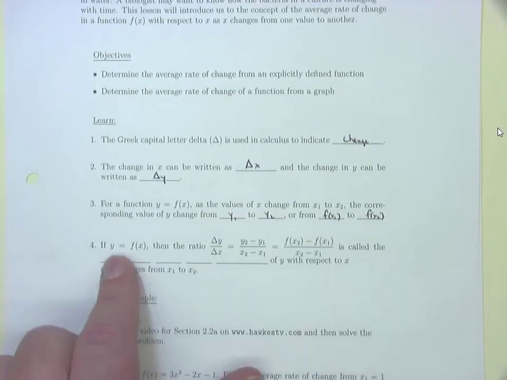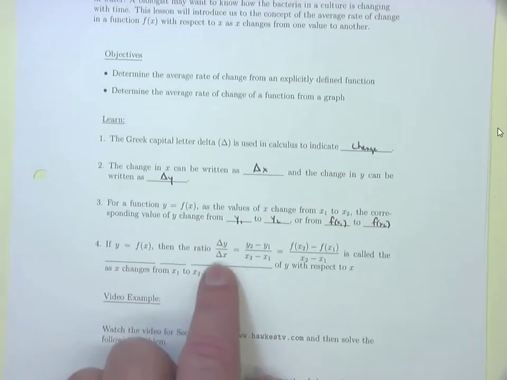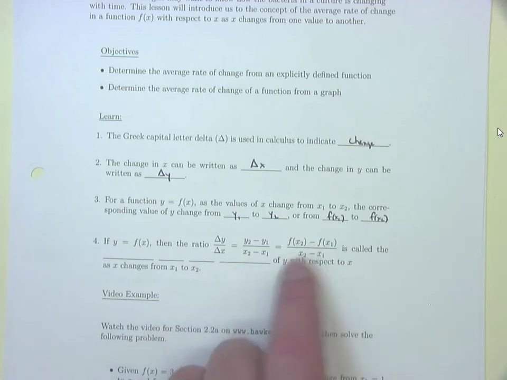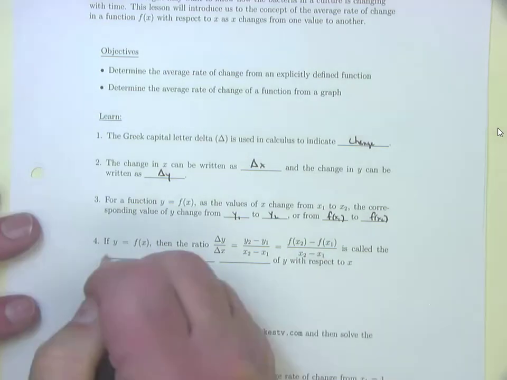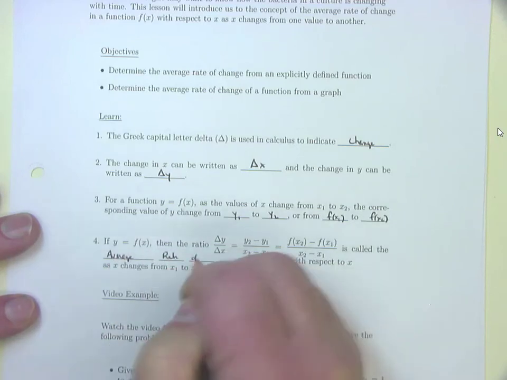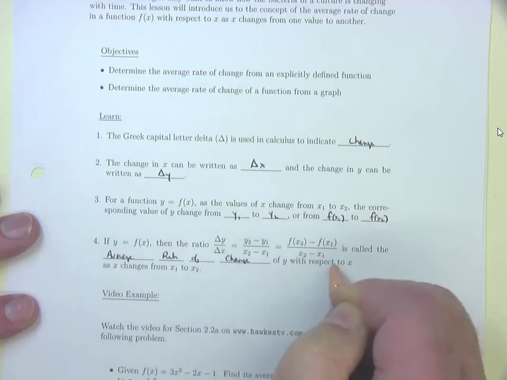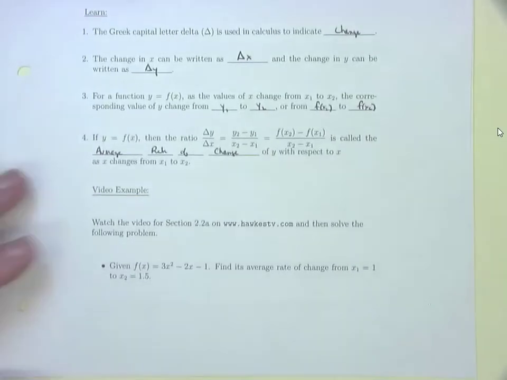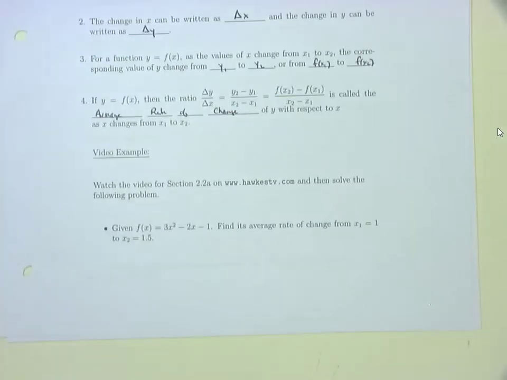And here it is. If y equals f of x, then the ratio of change in y over change in x, which is y2 minus y1 over x2 minus x1, equals f of x2 minus f of x1 over x2 minus x1. Another math formula for this class is called the average rate of change of y with respect to x as x changes from x1 to x2. Okay? So, here comes my Hawks TV video example. Remember, this is not the exact same example that's on the Hawks TV. They do one similar, but from watching that, you should be able to do this one.